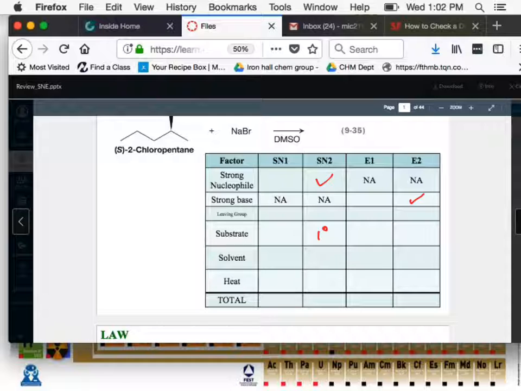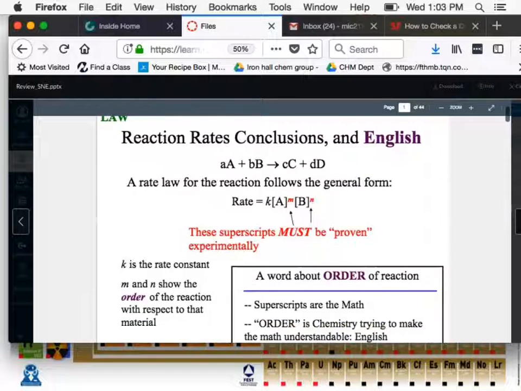So if that was all the information we'd have, we have 0 checks in the SN1, 2 in the SN2, 0 in the E1, and 1 in the E2. That suggests the mechanism we should be using to predict our product would be the SN2 mechanism. Right? So whenever you're trying to decide between those 4 mechanisms, you have to know those component parts. The explanations on those component parts are what's going through the rest of this.